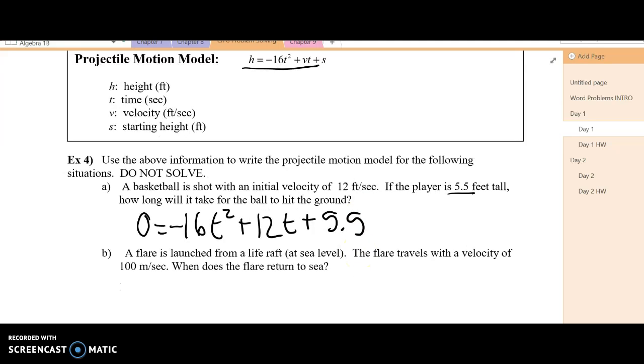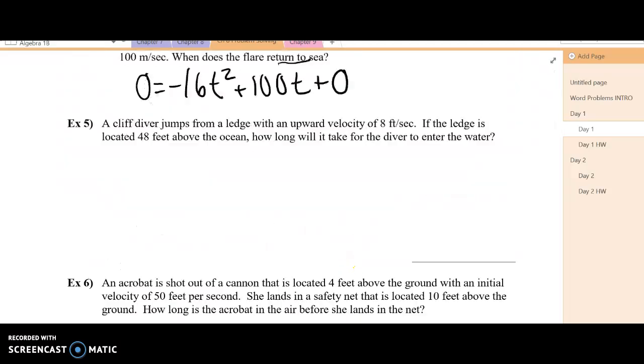Again, we'll be using the projectile motion model equation. So we know that the height, we need to find when it returns to sea level, so the height will be 0 equals negative 16 t squared plus, we know it has a velocity of 100 meters per second, so 100t, and it had a starting height of sea level, which is 0.